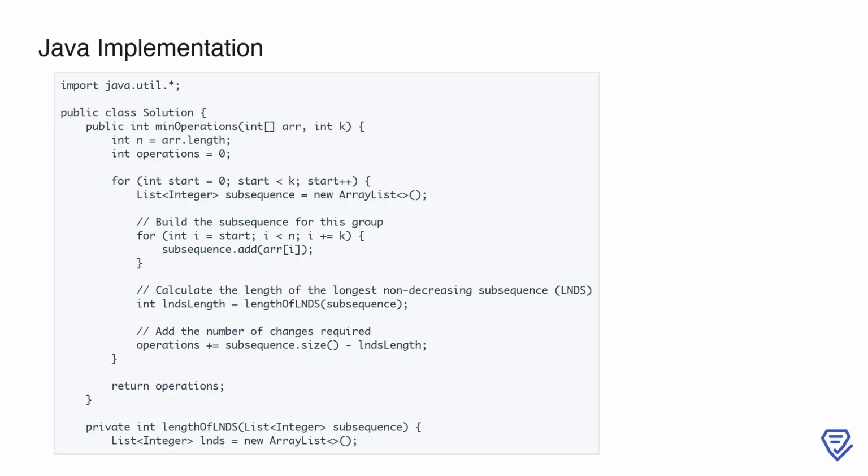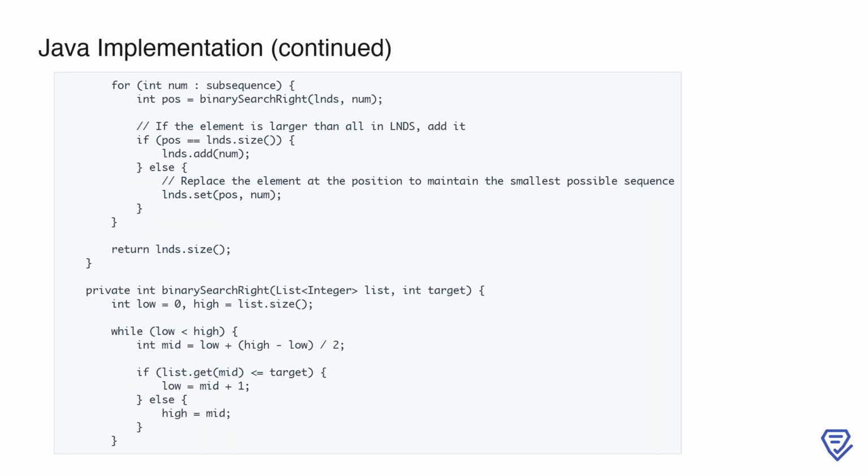The length of LNDS function begins here and is defined to calculate the LNDS for a given list. The length of LNDS function uses a dynamic approach with binary search to compute the length of the longest non-decreasing subsequence. For each number in the subsequence, we find its position in the current LNDS using the binary search right helper method. If the number is larger than all elements in the LNDS so far, it is added to the list.